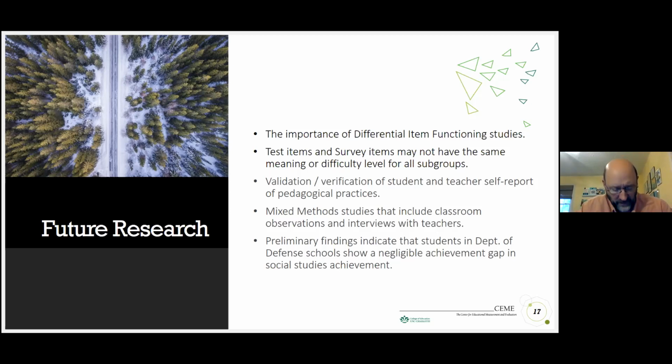Another thing I want to point out is we've got some really interesting preliminary findings. We've just got a lot more work to do with it, but we think about things like NAEP as being useful for looking at achievement gaps, right? Well, we've done some preliminary analysis that show that in the Department of Defense schools, there's a much smaller, if not negligible, achievement gap in social studies achievement compared to what you see nationally when you look at the entire data set. Now, what might be going on there? Well, we got a lot more work to do.